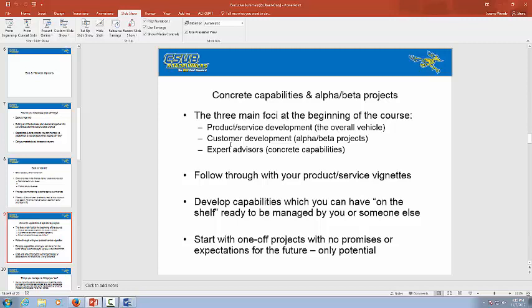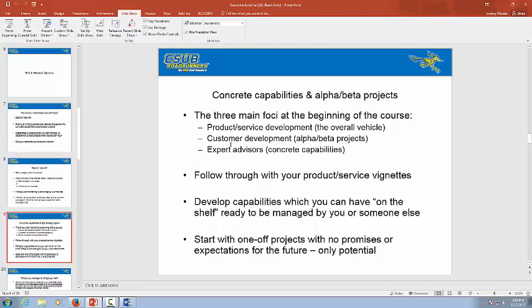And then your expert advisor that you talk to is going to help you turn the product service into a concrete capability. So that's the big picture of this class distilled down into where it goes to after the class is over.